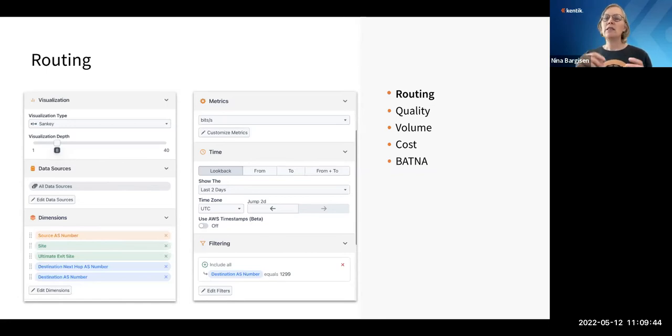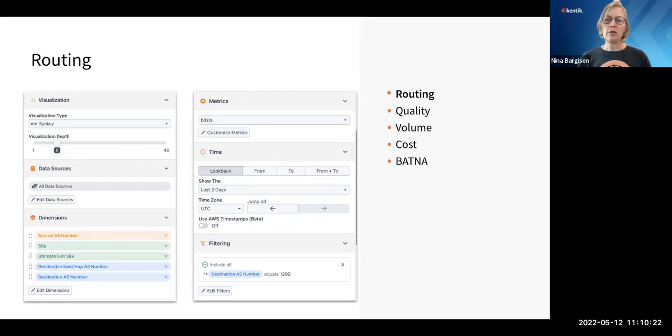It's not something that we can just read out of the flow, but a site that we identify by looking at the flow destination IP address and the routing table for the internal routing in your network. So we need that information to come into the tool, and then we can calculate what the ultimate exit site is. And then we look at the destination ASN, which is the ASN that we hand off the traffic to. And finally, the destination of the traffic.